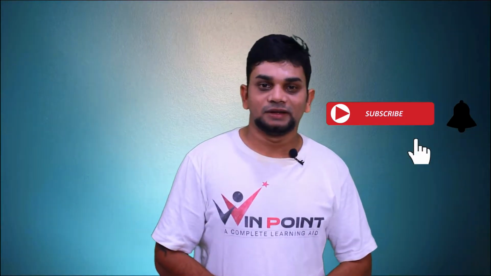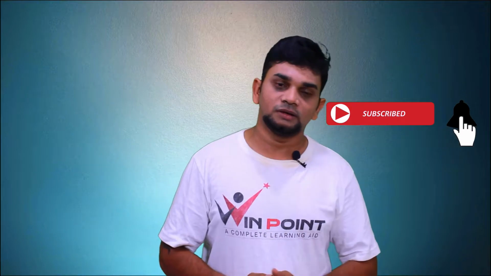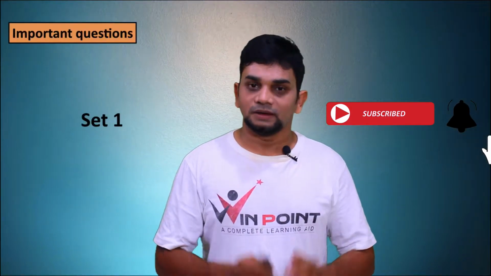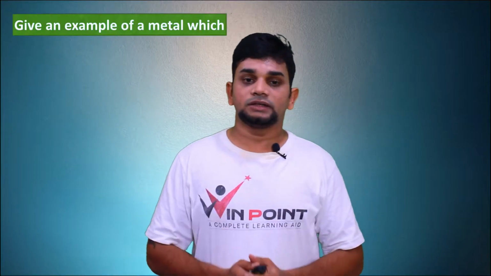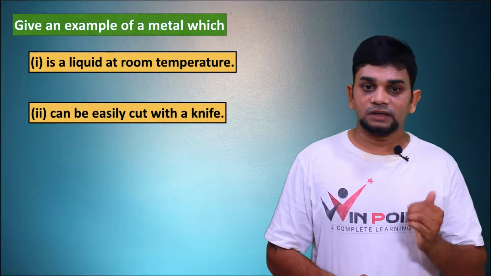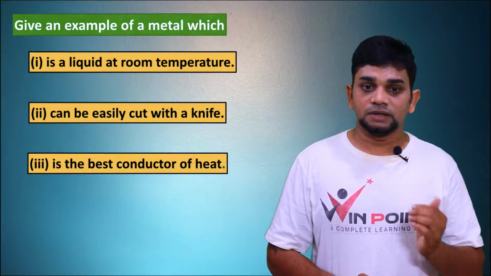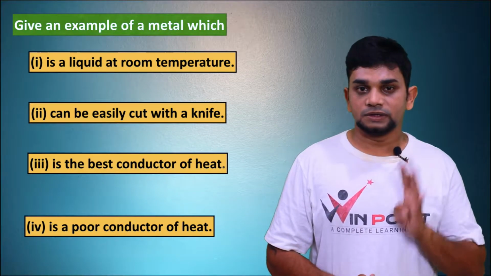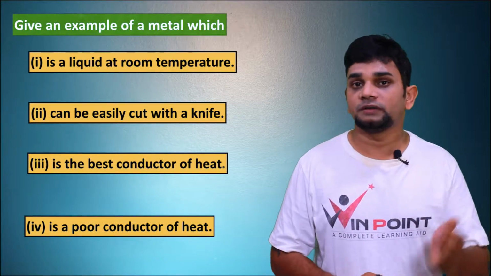Hi everyone. In this session, we are going to discuss some of the important questions from the chapter Metals and Non-Metals. Important questions, set 1. Let's start the discussion. Give an example of a metal which is a liquid at room temperature, can be easily cut with a knife, is a best conductor of heat, is a poor conductor of heat. There are 4 questions and these questions are from the properties of metals.